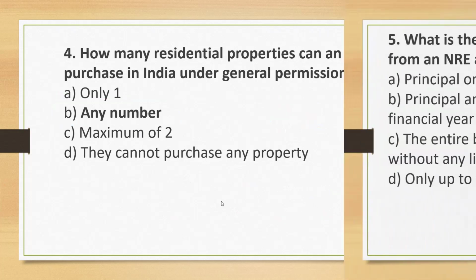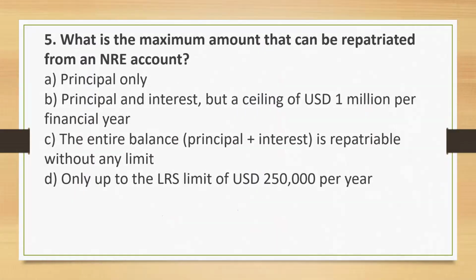Let's see the next question. Question number five. What is the maximum amount that can be repatriated from an NRE account? Options are: A, principal only; B, principal and interest, but with a ceiling of 1 million per financial year; C, the entire balance, principal plus interest, is repatriable without any limit; and D, only up to the LRS limit, that is $250,000 per year.